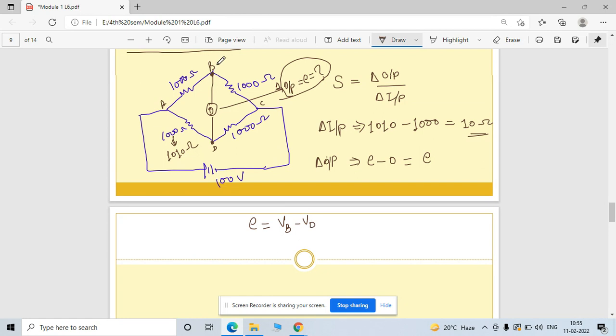I consider this potential higher than this one. If I am right, then I get my answer as positive; if I am wrong, I get it as negative. That depends on your consideration. You can also reverse the polarity and take VD minus VB, but I consider this. Let's check what I get here. Now you need to find out VB. So how to find out the VB?